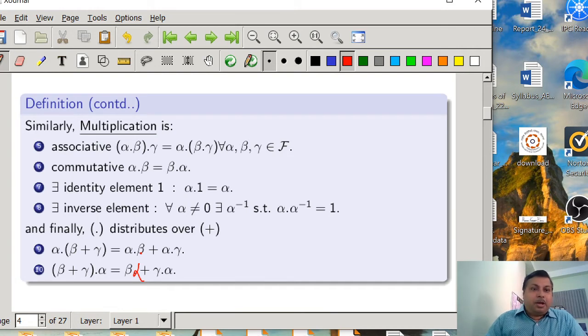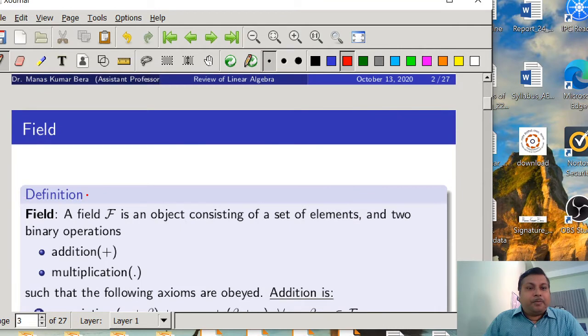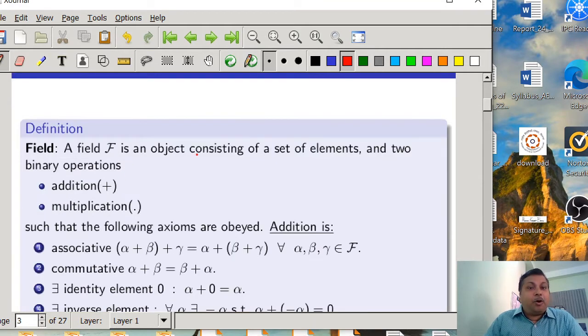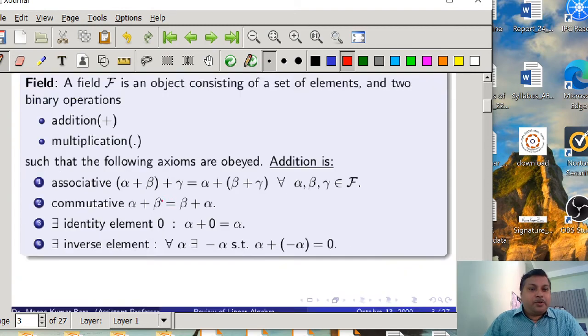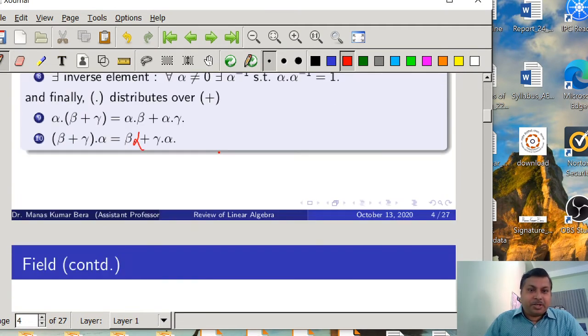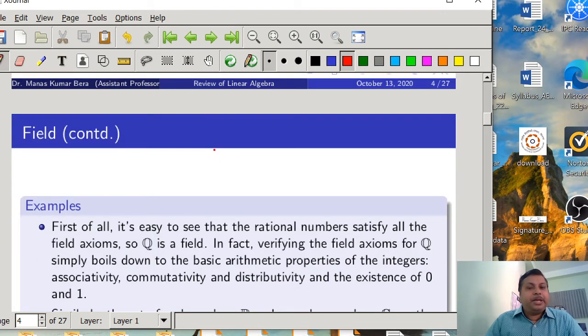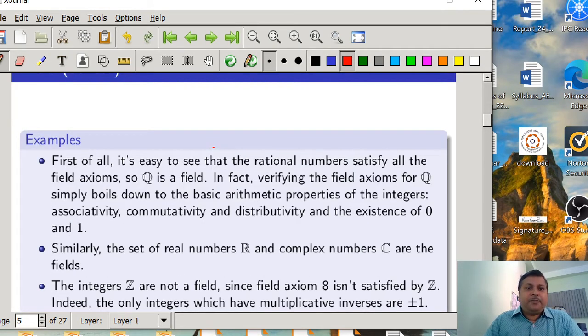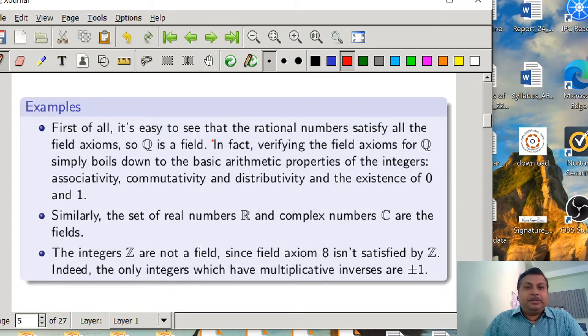So now we will call F a field, an object consisting of a set of elements, if it obeys the axioms related to addition and multiplication. Then what would be examples of a field? First of all, it is easy to see that the rational numbers satisfy all the field axioms. So the set of rational numbers Q is a field.